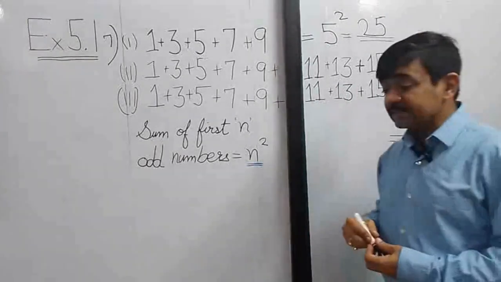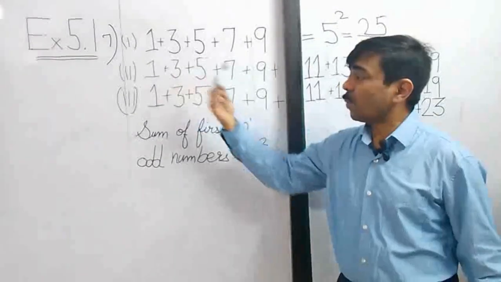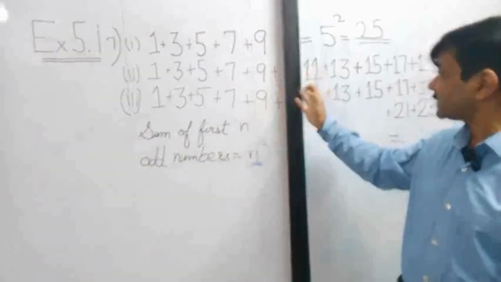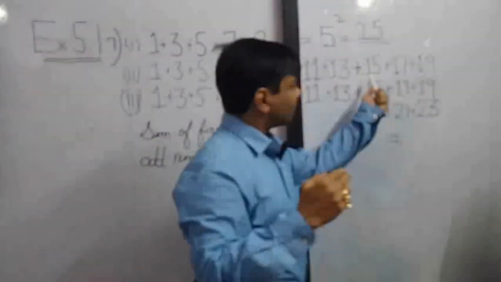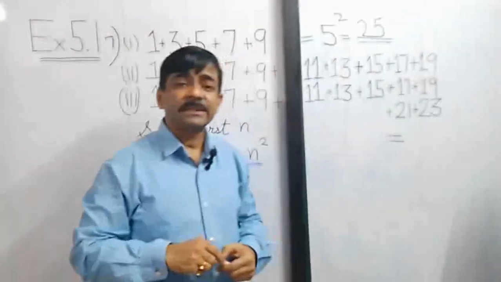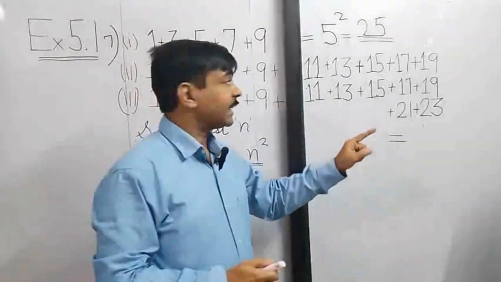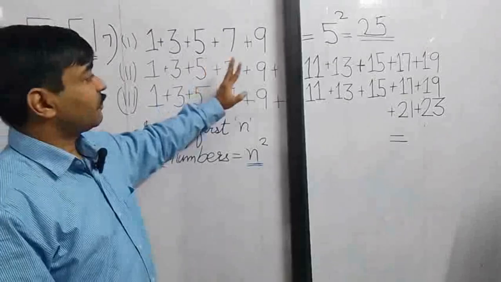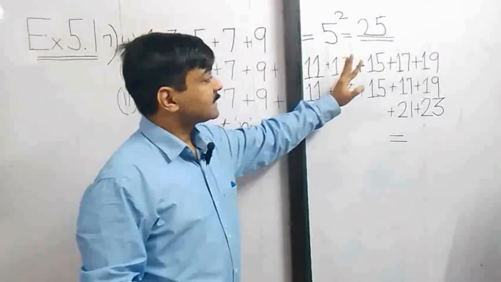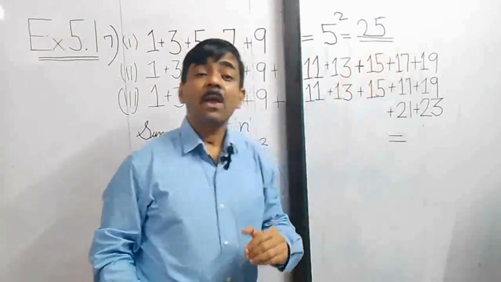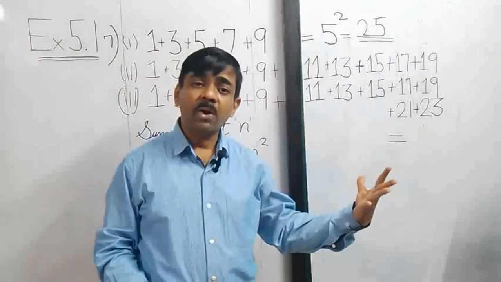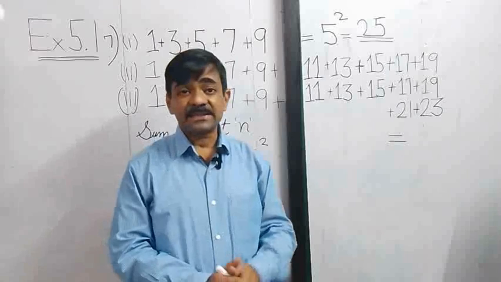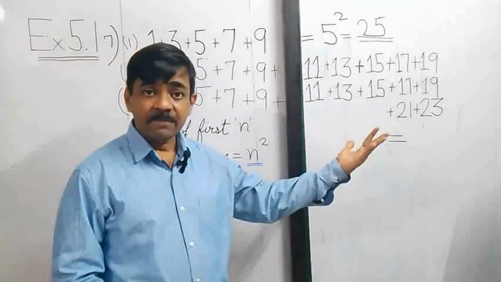We have the second series. Second series says 1 plus 3 plus 5 plus 7 plus 9 plus 11 plus 13, 15, 17 and 19. Let's count them once again. We had 5 numbers till 9. 1, 2, 3, 4, 5, 6, 7, 8, 9, 10. We have 5 more odd numbers which have been added. Let's see, 5 plus 5 becomes 10.